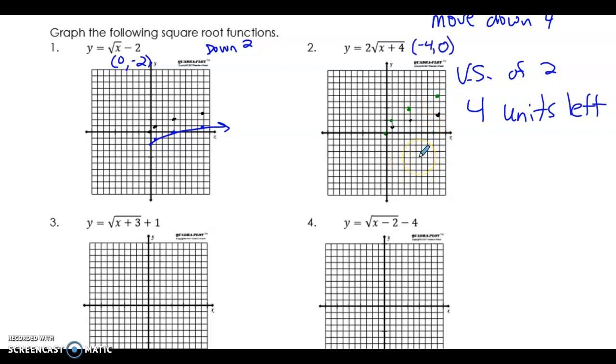Okay, so now we want to move all these points 4 units to the left. 1, 2, 3, 4. There's my starting point. Or again, you can think what's your starting point, -4, 0, and then do the square root function, but we have to double the answer. So like square root of 1 is 1, but doubled would be 2. Square root of 4 is 2, doubled would be 4. Same thing as the green point, move 4 to the left. Okay, square root of 9 is 3. Doubled is going to be up to 6. Okay, so then that's going to be your new graph.